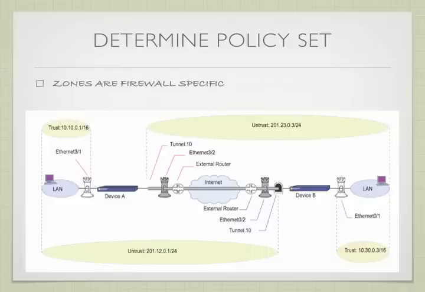So in this case, the policy that we have for device A is going to have a trust address object of 10.10.0.0/16 and an untrust address object in 10.30.0.0/16. And then the exact reverse of that will occur on device B. Device B will have a trust address of 10.30.0.0/16 and an untrust remote address of 10.10.0.0/16.